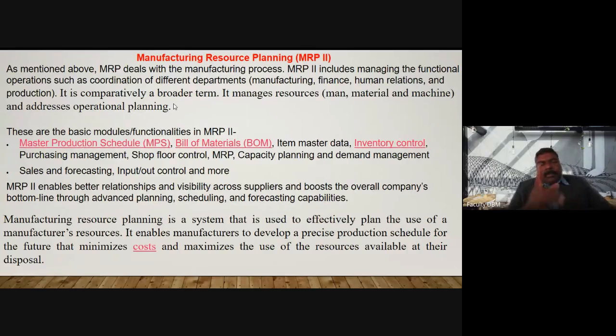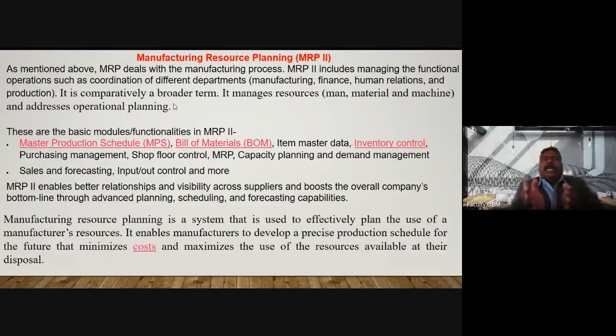MRP2 enables better relationship visibility across the suppliers and boosts the overall company's bottom line through advanced planning, scheduling, forecasting. So keep in your mind one thing, MRP1 is material requirement planning, but manufacturing resource planning is an extension of MRP1, in which planning, scheduling, forecasting of capabilities is done. Manufacturing resource planning is a system that is used to effectively plan the use of manufacturing resources. It enables manufacturers to develop a precise production schedule for the future, minimizing the cost and maximizing the use of resources.